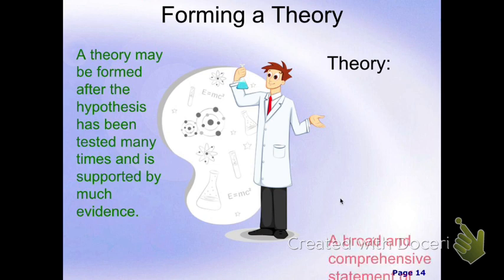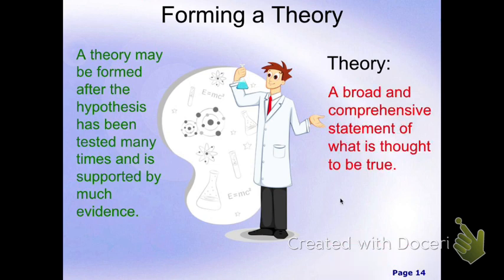So a theory is a pretty broad and comprehensive statement about what we think is true, right? What is thought to be true. And it's a broad and kind of complete statement about what we think is true based on our evidence from the experiment. Okay?